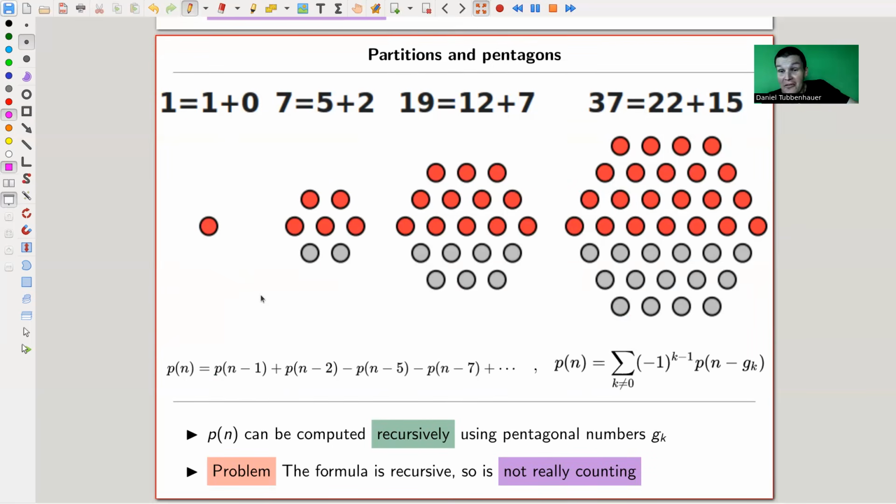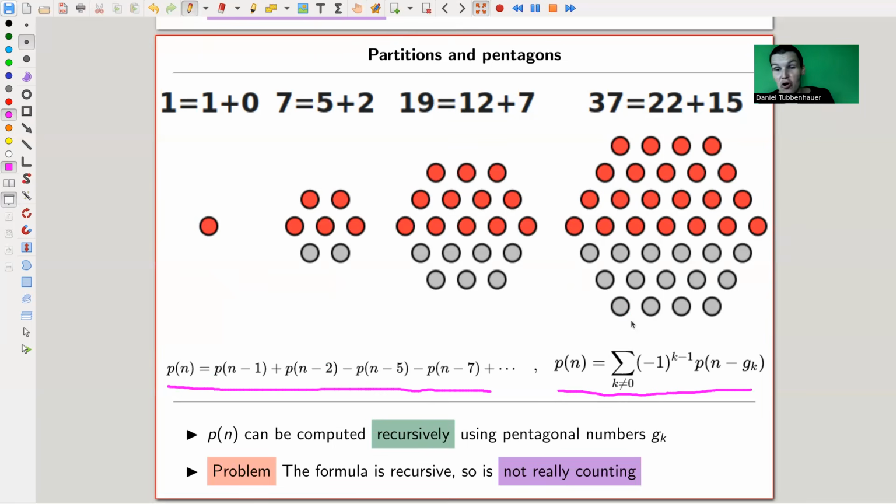Like by pentagons, integer partitions? And I still don't have a really good answer, except that it actually works. So you can write the number of partitions recursively, right? So Pn is Pn minus 1 plus Pn minus 2 minus Pn minus 5 minus Pn minus 7 and so on. And there's a closed formula, which I'm going to explain in a second.